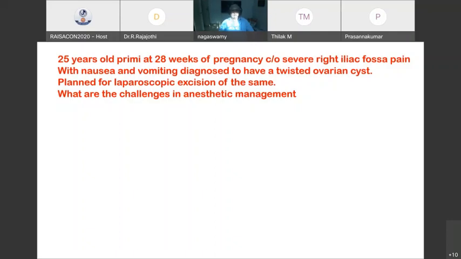So to make it an interactive session, for the senior students who are going to appear for the exam, can anyone take up the case and then describe what are the challenges that you are going to face? Pratik Shukla, we'll start with Pratik. Are you there, Pratik Shukla?